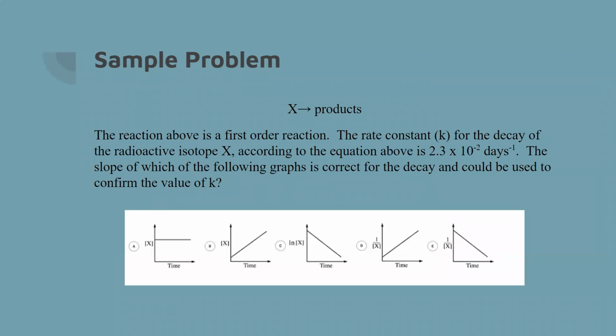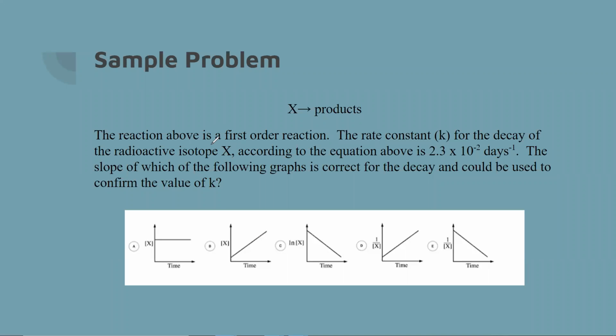Next, we have another sample problem. This asks, the reaction above is a first order reaction. The rate constant K for the decay of the radioactive isotope X, according to the equation above, is 2.3 times 10 to the negative second days to the negative first. The slope of which of the following graphs is correct for the decay and could be used to confirm the value of K? It's throwing a lot at you, but basically we have a couple of key things here.